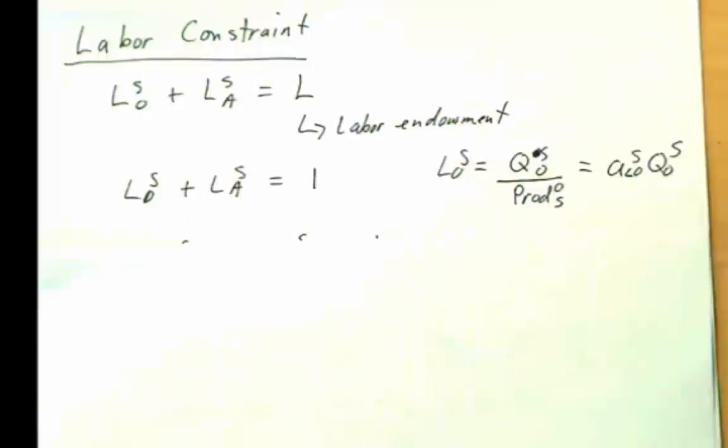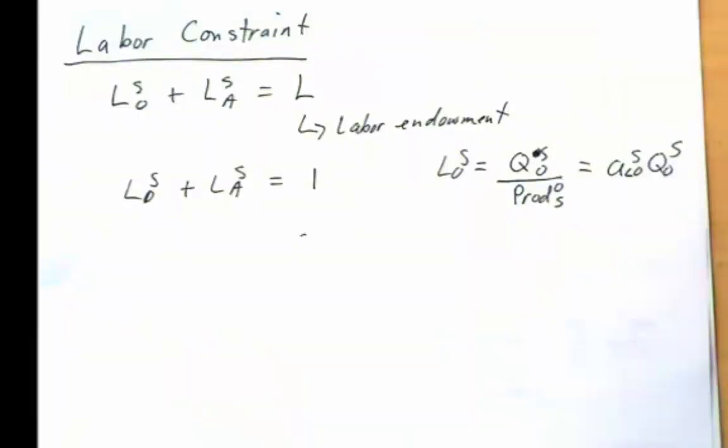Define the labor constraint next. The labor constraint is really simple. We're going to imagine that the labor endowment is the amount of time that we give to Smith to produce apples and oranges. And in our example, we're imagining we give him 1 hour. But we could give him any number of hours. So L could be a number that we can start with and plug in. We've defined LOS and LAS as the amount of labor devoted to apple and orange production.